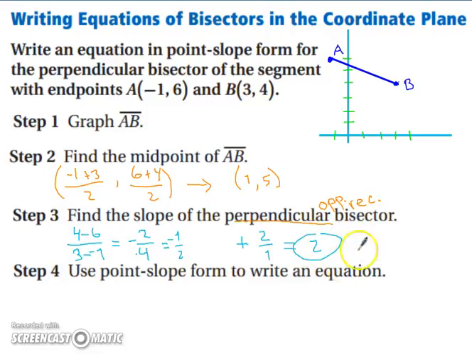So our last step is to simply write the equation. So we have our slope and we have our point. So we can write it in point slope form. So we have y minus 5 equals 2 times x minus 1. And you're done. Try this next one on your own.